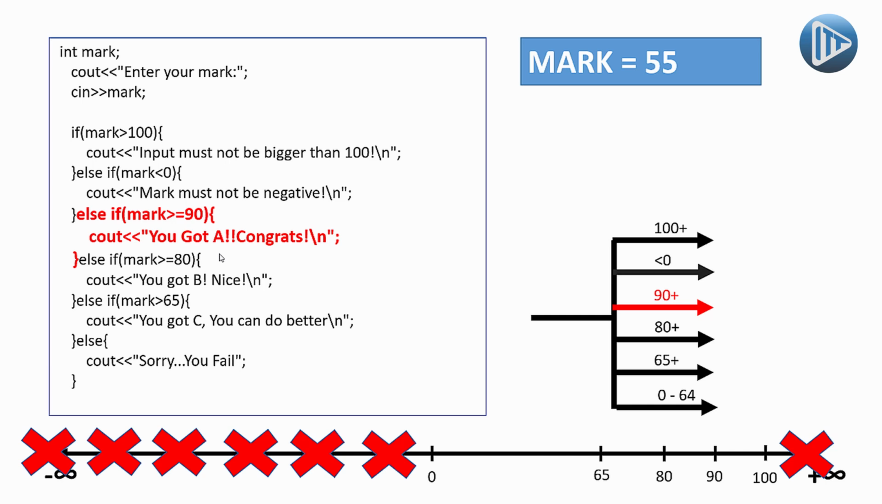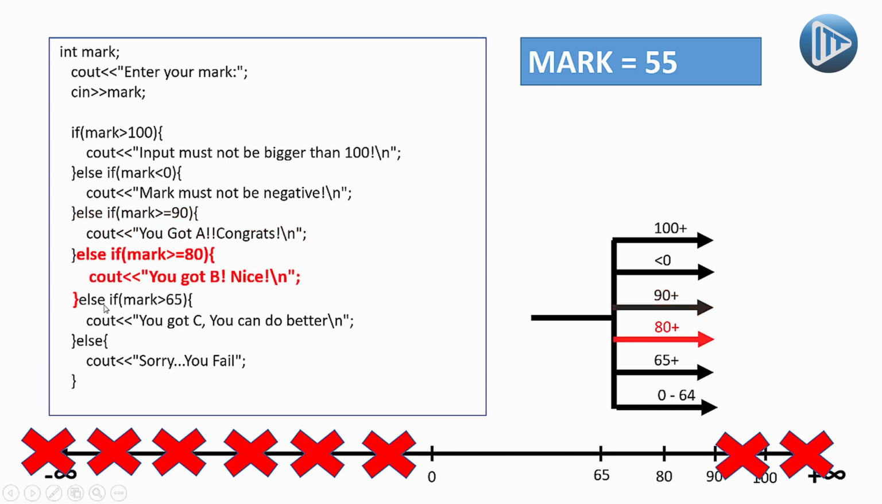Okay, it's not bigger than 90. Is it bigger than 80? So here's another condition. If it's bigger than 80, we are going to display a message, you got B. Otherwise, if they also didn't enter a number bigger than 80, we are going to check another condition. Is it bigger than 65?